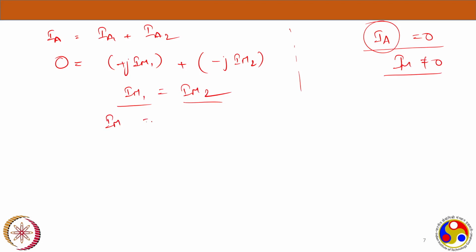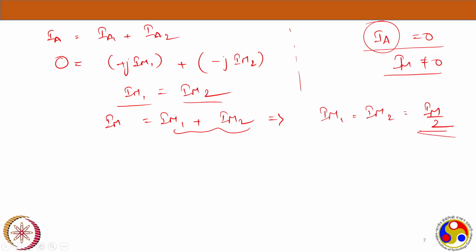So IM is equal to IM1 plus IM2, and these two are the same. So what I can say is IM1 is equal to IM2 is equal to IM by 2. I can assume that this is half of IM. Both are the same, so they definitely should be IM by 2. That's the magnitude of current.